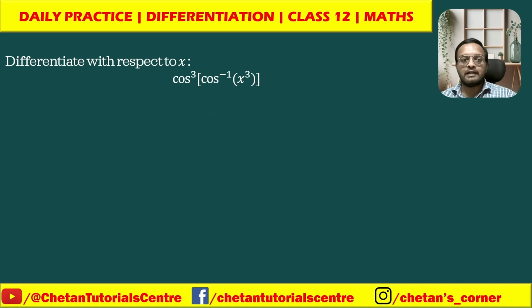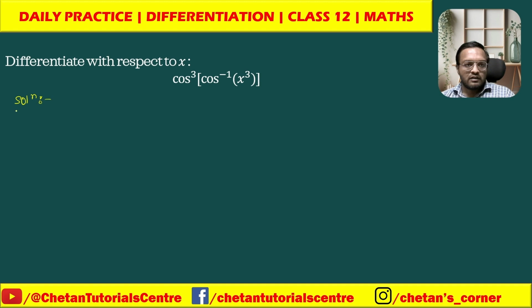So without any further delay, let's start solving this question. Differentiate with respect to x cos cube cos inverse of x cube. So we have the composite function cos cube cos inverse of x cube, and we have to differentiate it with respect to x. Now how to differentiate this? Let's see.